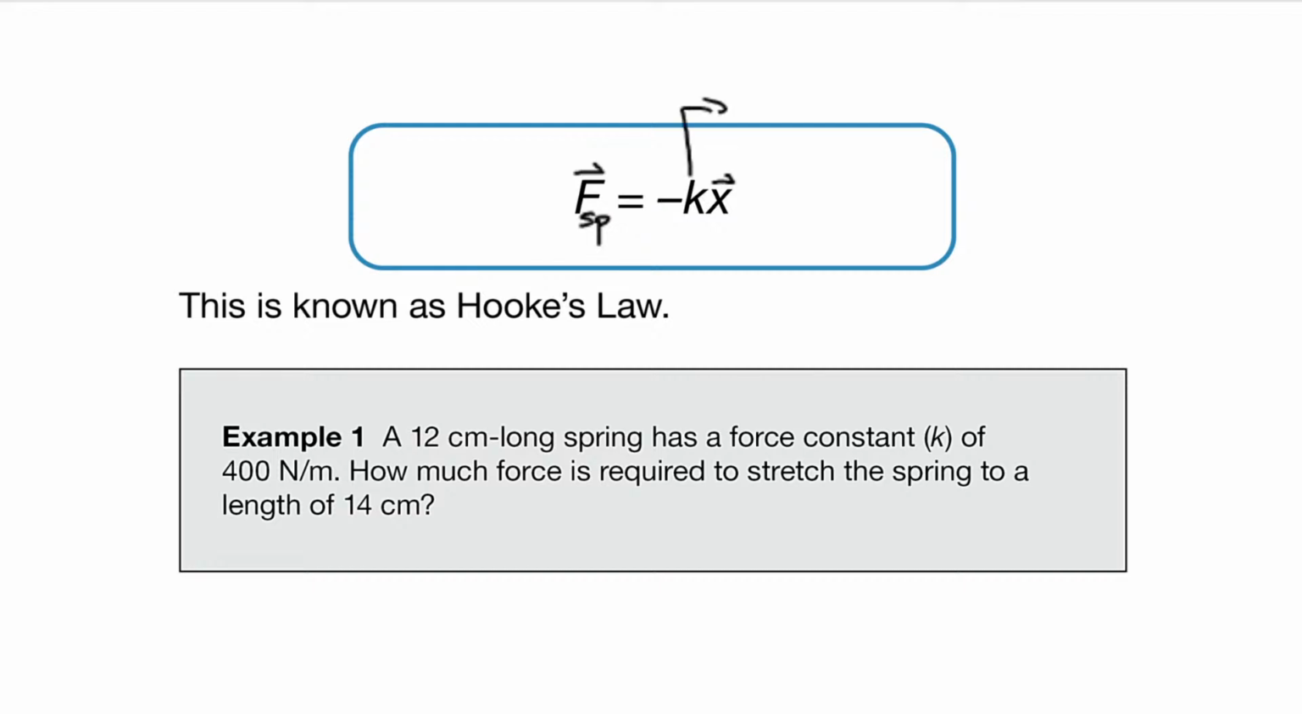So that k is called the spring constant or the force constant or the restoring constant. It's got a few names. And it has units of force per displacement, so newtons per meter.